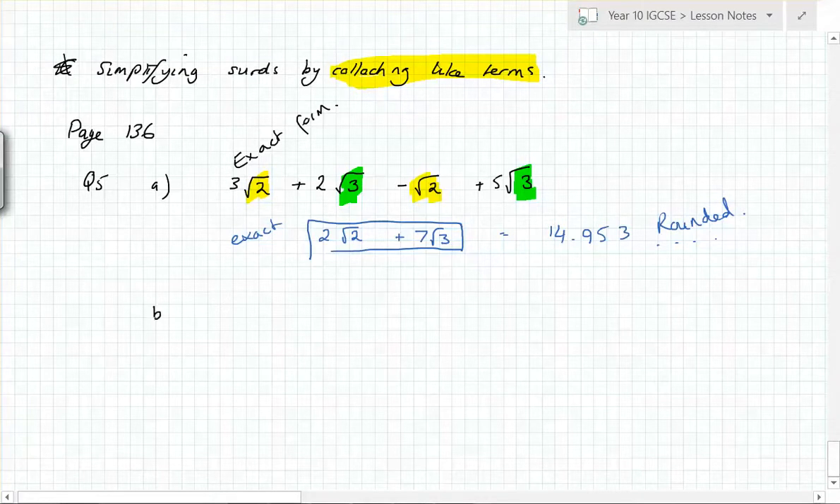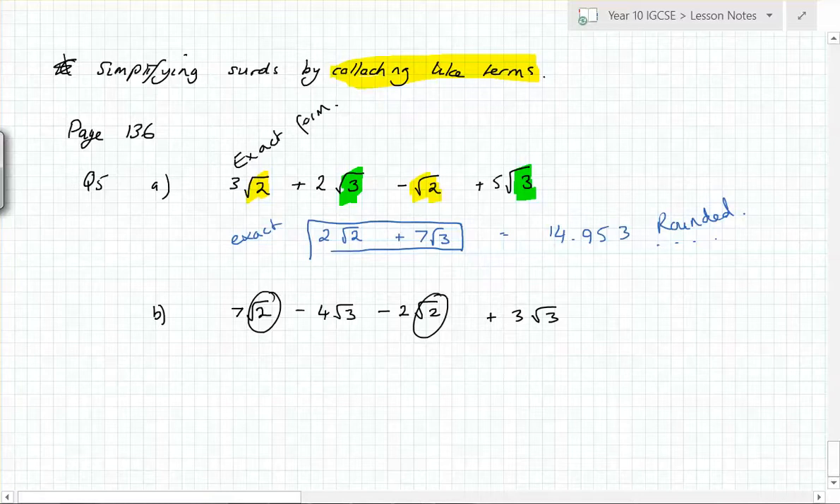So if we have part B, let's do it a bit quicker. 7 root 2's minus 4 root 3 minus 2 root 2 plus 3 root 3's. Right, we've got two terms. We've got the root 2's and the root 3's. So 7 root 2 minus 2 root 2 makes 5 root 2. 5 root 2's. Minus 4 root 3 plus 3 root 3 is?